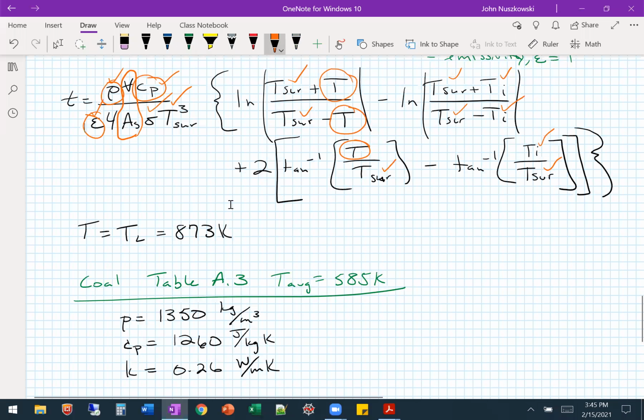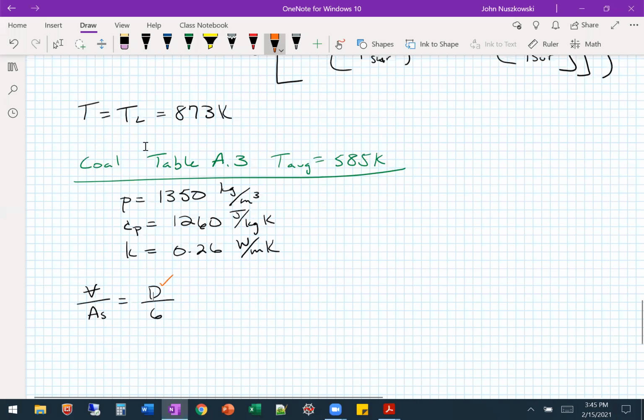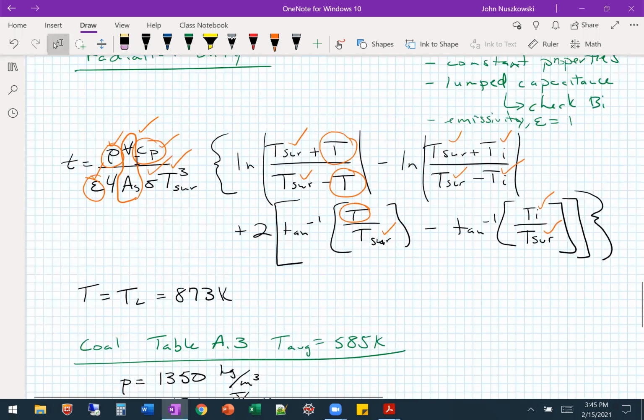So we have that. So then we need volume over surface area. And it's a sphere, okay? So if we go to our table, that paragraph, I should say, that I pointed out in the last problem, and basically it's just putting in the volume of the sphere, surface area of the sphere, and reducing it. We're going to get that diameter divided by 6 is volume divided by the surface area. So we have diameter. So that means we have everything to solve for time.